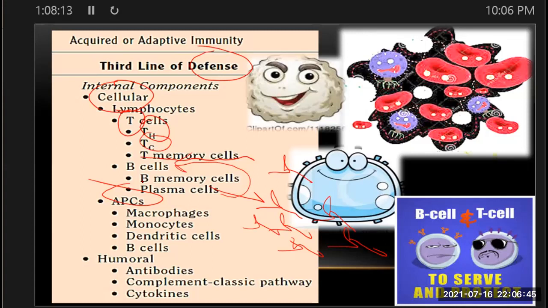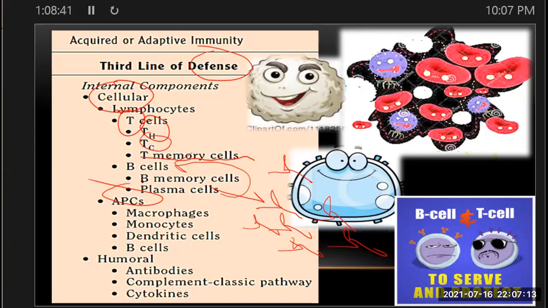Again, APCs are useful because they are needed by the T cells to recognize antigens. Why am I trying to emphasize this one? T cells cannot recognize intact antigens. Intact antigens are recognized by B cells but not by T cells. So T cells, somehow, are so weak, they cannot recognize intact antigens. So they need other cells to present the antigens for them.